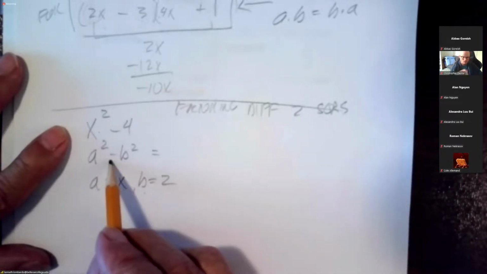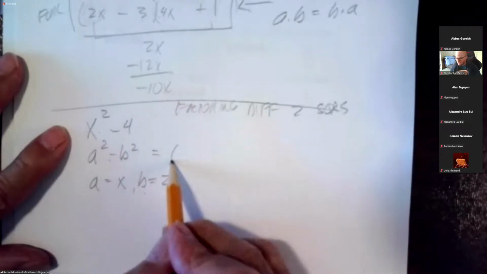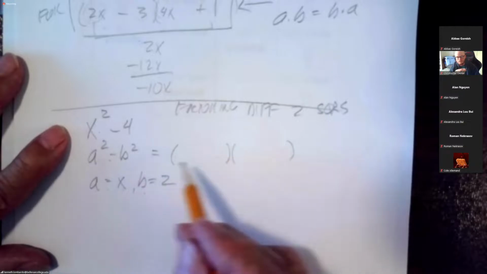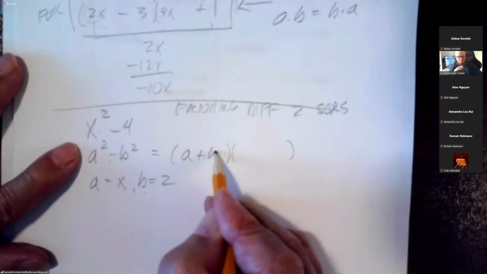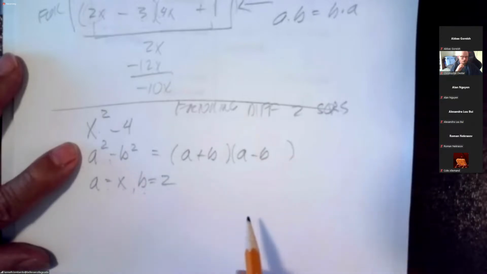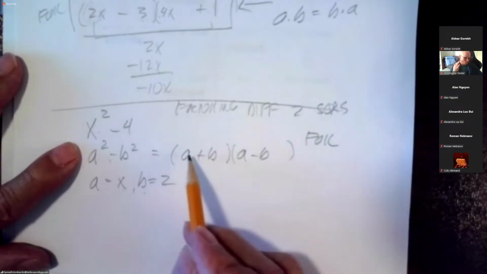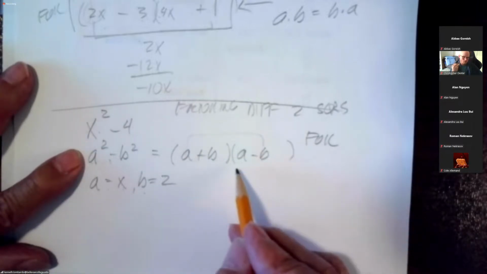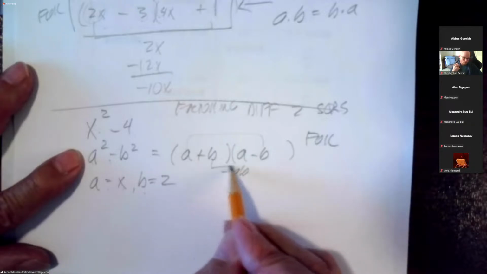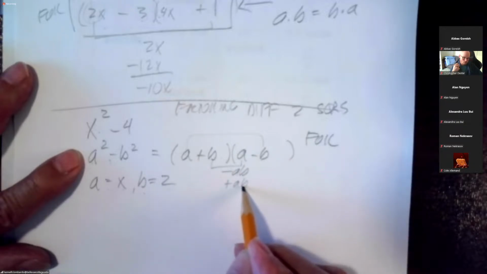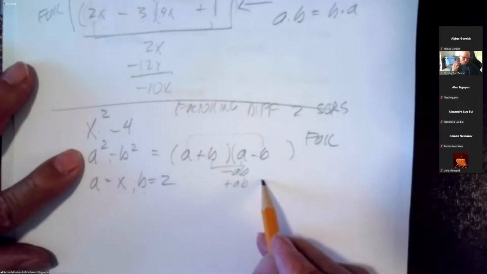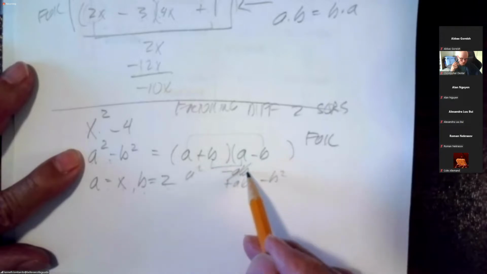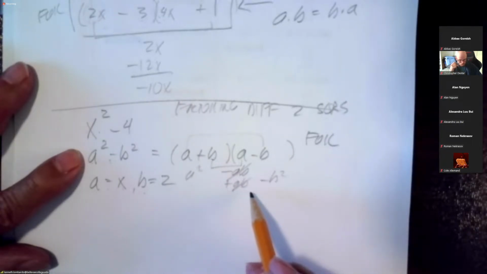Do you remember what a squared minus b squared looks like when we did that before? When you did that in maybe Math 97 or Math 98 or Math 99, and we ended up with a plus b and a minus b. Do you remember that? And if we FOIL this, first times first is a squared. Outer is negative ab. Inner is positive ab. And last is negative b squared. So this negative ab and positive ab cancel, don't they?